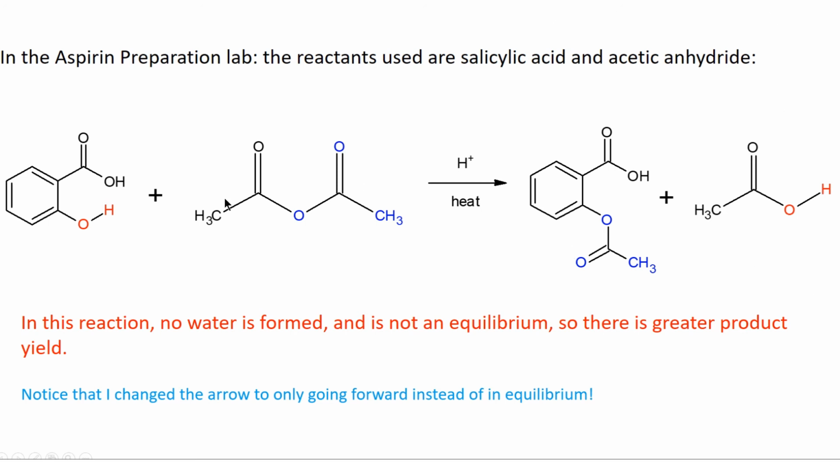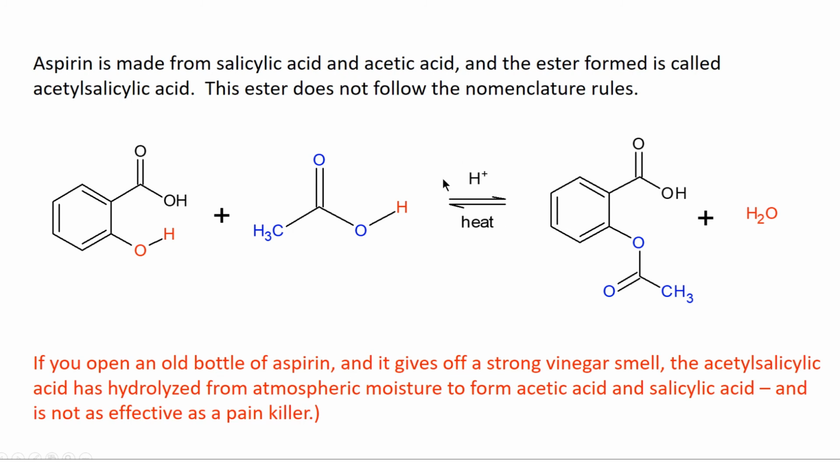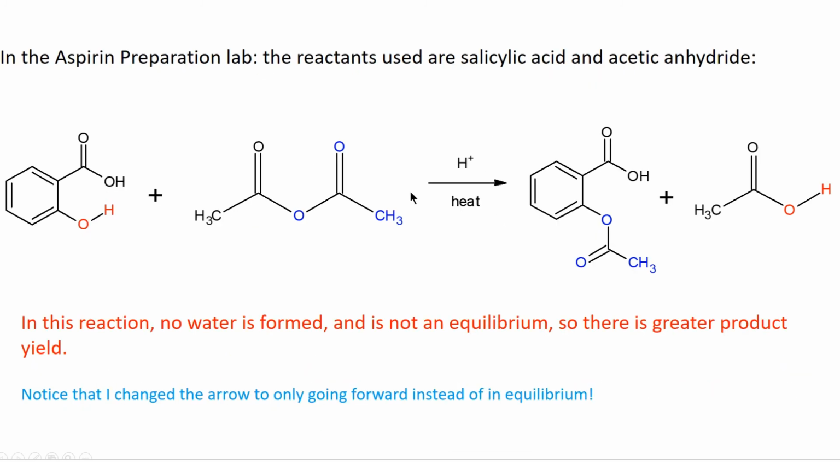So because of that, this goes very favorably only in the forward direction, which is why there's only a single arrow here. Still have acid, still have heat to help make this guy proceed in the forward direction. But what that means is in lab, you should make a lot of this guy. So again, notice that I changed the arrow only to the forward direction instead of equilibrium. Okay? So in your lab, you're going to be making aspirin with these two compounds.